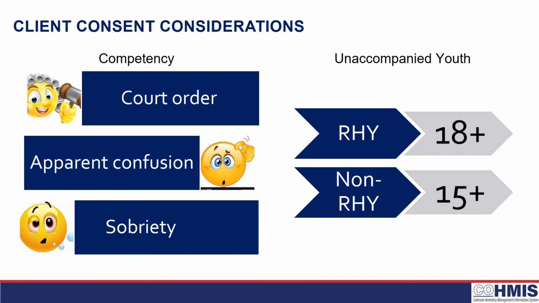Things to consider when obtaining consent. Clients are presumed competent unless there is a known court order claiming inability to make informed decisions. If there is no court order, but the client does not appear they can make an informed consent, err on the side of caution and treat as a non-participant. If the client is under the influence, it may be appropriate to delay consent and data entry. Unaccompanied youth may or may not be able to consent for themselves, depending on which program they are entering. Please refer to the HUD program manual if you have questions about youth consent.